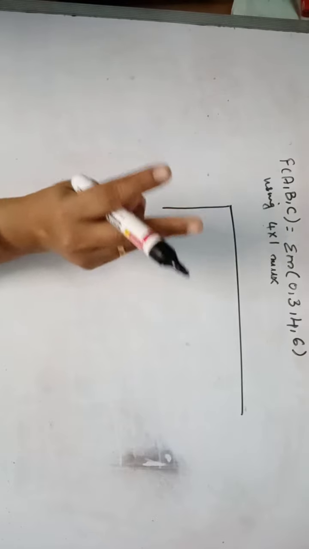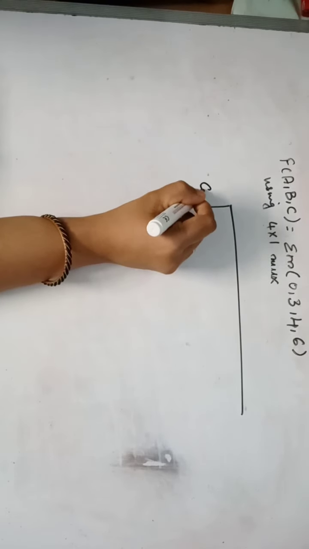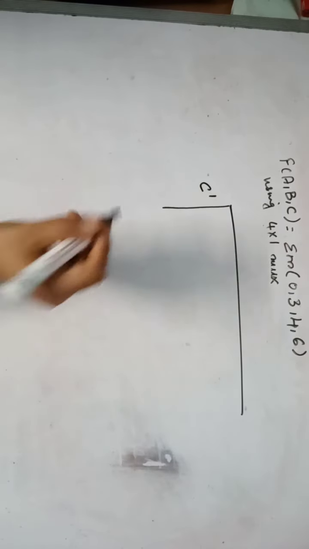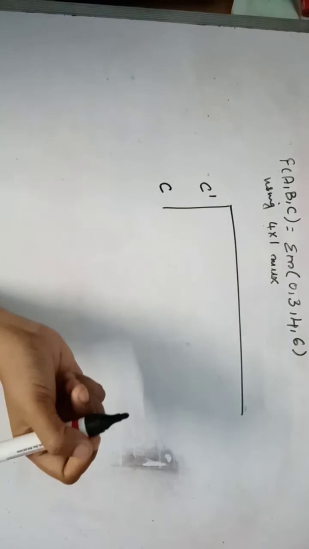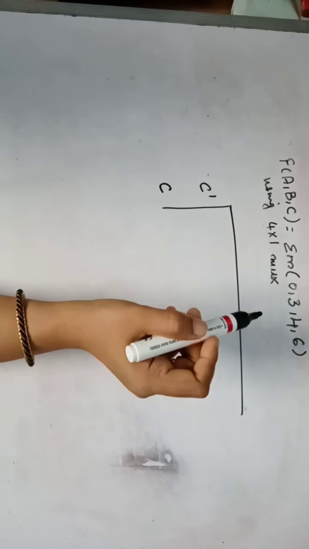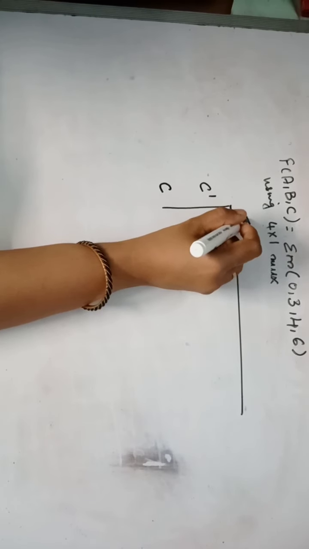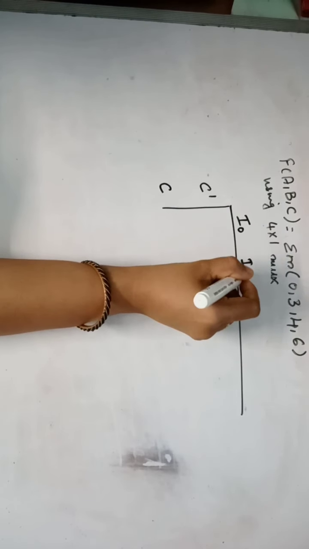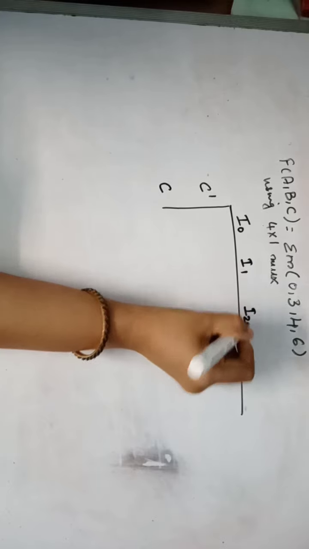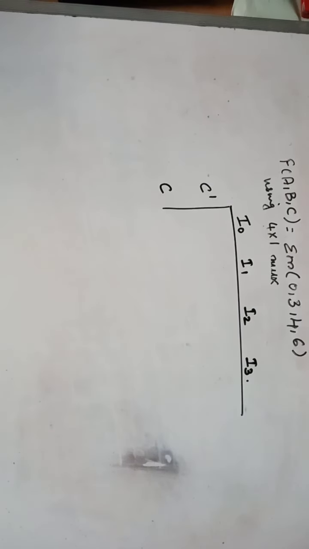So C can take two values, 0 and 1. So I'll write the 0 first. C0 means C bar and C1 means C. Then I'll write the 4 by 1 mux. 4 by 1 mux has 4 input lines. So that I'll write from I0 to I3. Okay, I'll write all the input lines.